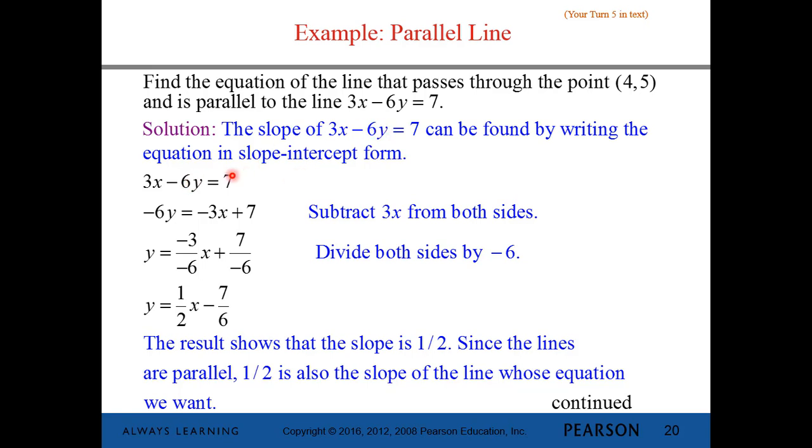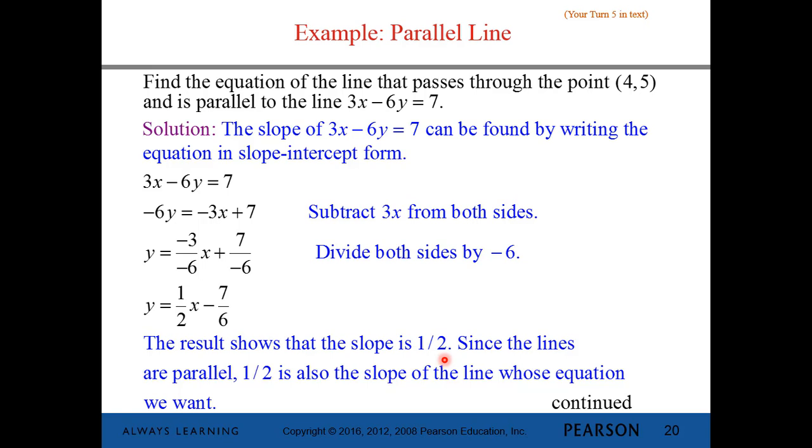So here we look at that. We subtracted 3x from both sides, so we get negative 3x plus 7. And then we divide by negative 6 on both sides. And so this reduces to positive 1/2 x. So we know the slope has to be 1/2. Okay, we don't care about the y-intercept in this case because that's not going to help us with this problem. We want a parallel line. So the first thing we do is we know the slope of the line has to be 1/2.